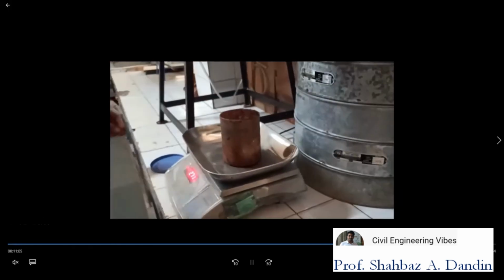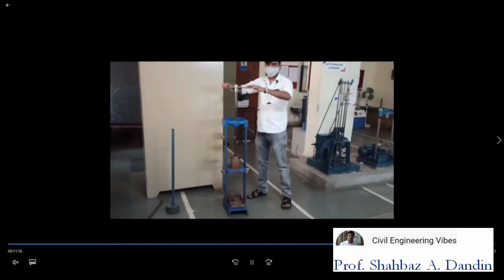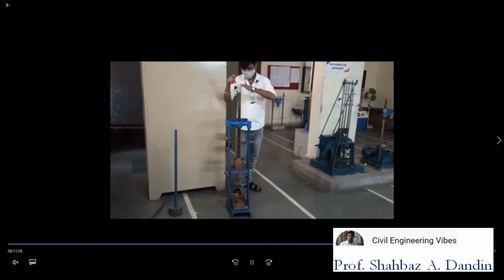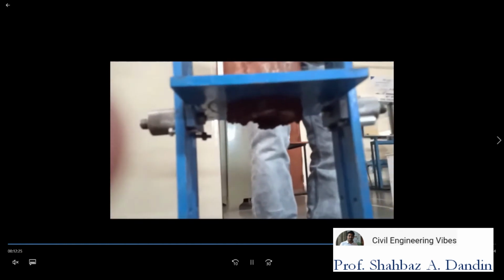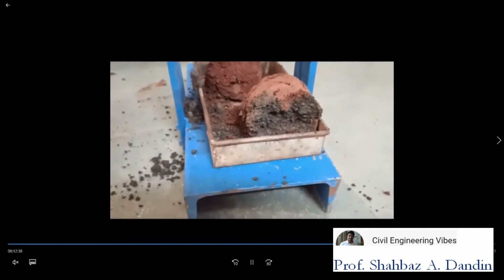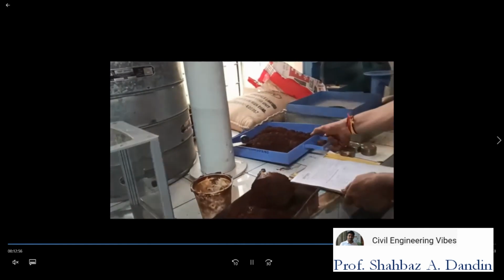Once we are done with taking out the wet soil sample and measuring it, then with the help of the sample extruder, once you extrude the complete sample, take some of the sample from it. You can see over here how this extruder works, it helps to remove the soil sample. Then take a bit of the soil sample and put it in the container.